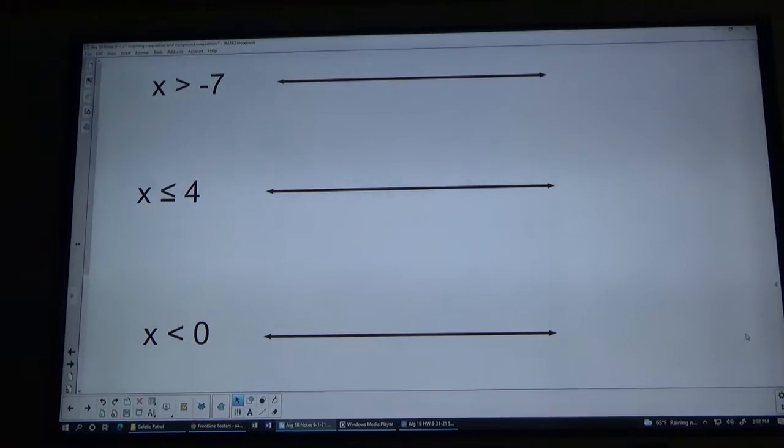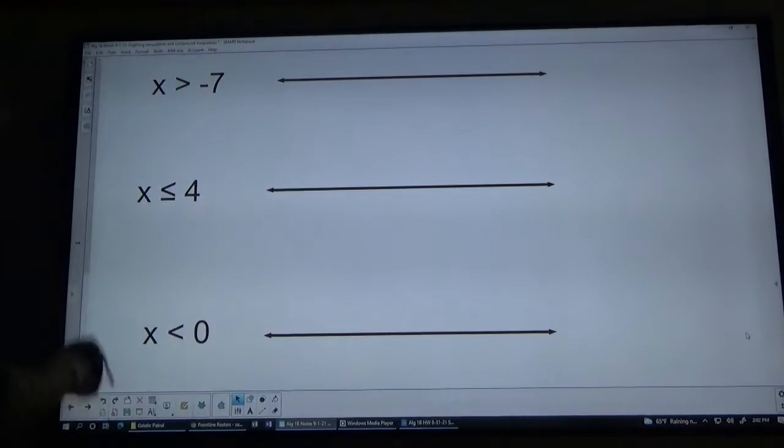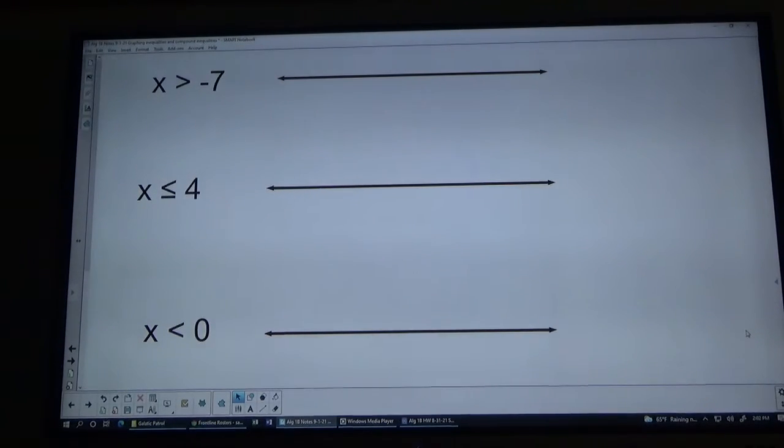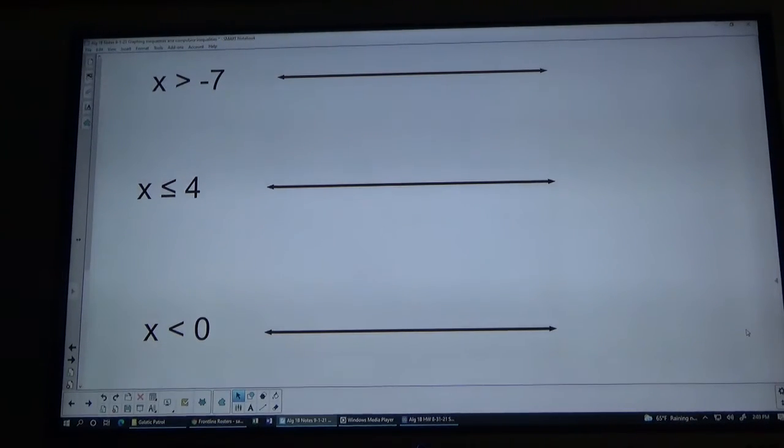Welcome. Today we're going to talk about graphing inequalities on a number line. We'll also mention how to graph compound inequalities.